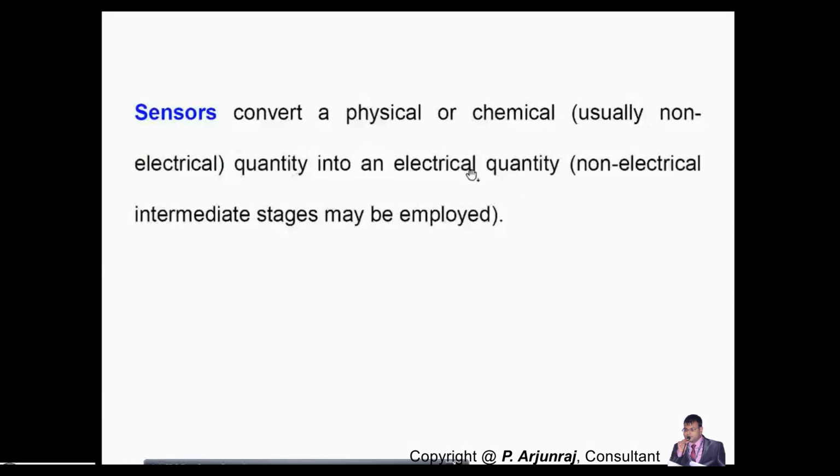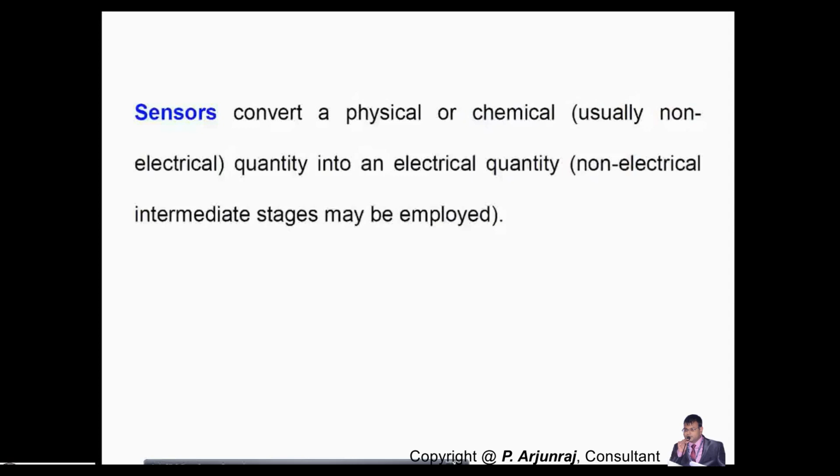For example, the fuel level that I mentioned is a quantity. The oil pressure is a quantity. Temperature is a quantity. It has some value. A quantity is nothing but a value, converted into an electrical quantity. An electrical quantity is nothing but a quantity which has non-electrical intermediate stages. For example, the alarm that you are going to get, the indication.